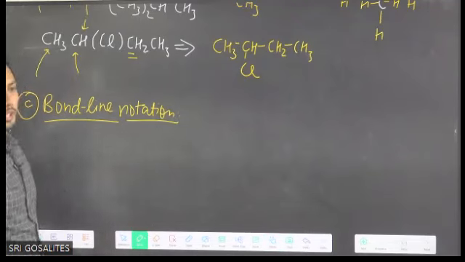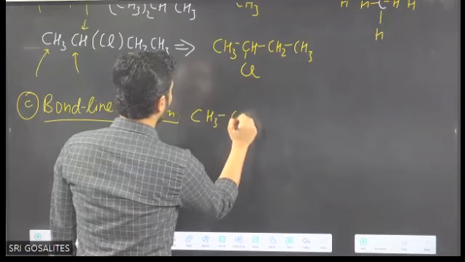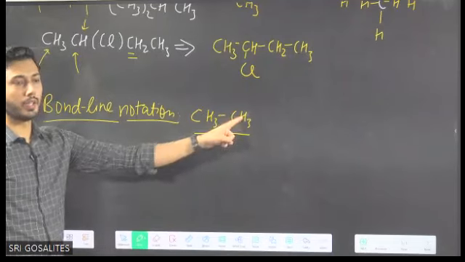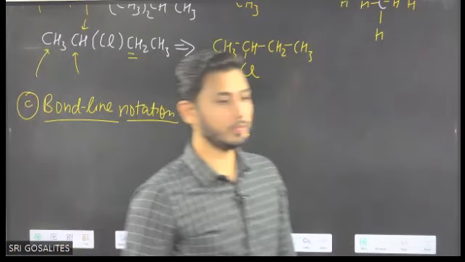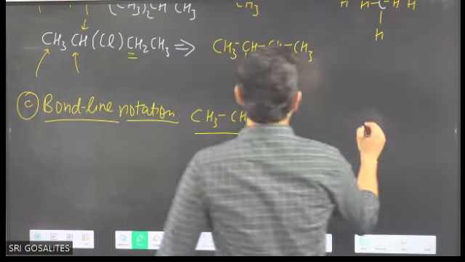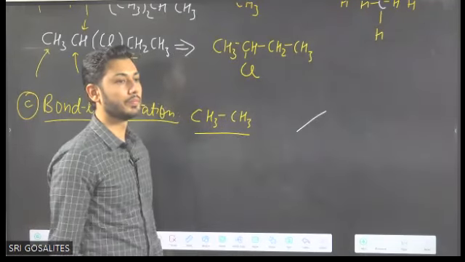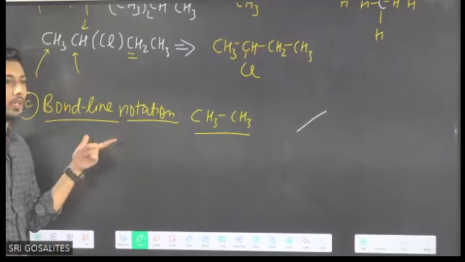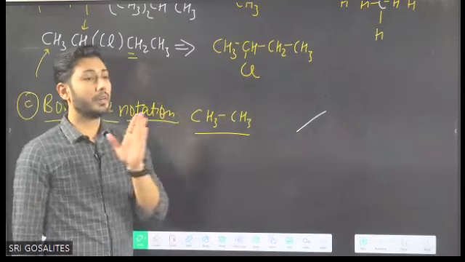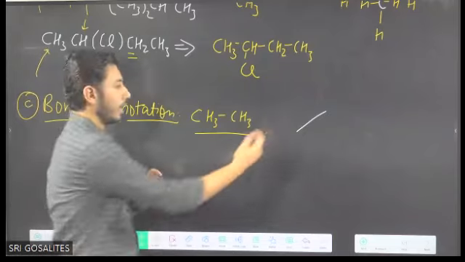Now in bond line notation, the minimum example which I take here is the ethane molecule. How many carbons are there? 2. CH3, CH3. So how to write it? We can represent it by a line like this one. This is the meaning of which notation? Bond line notation. Bond line notation means we are representing the carbon chain using the line here.